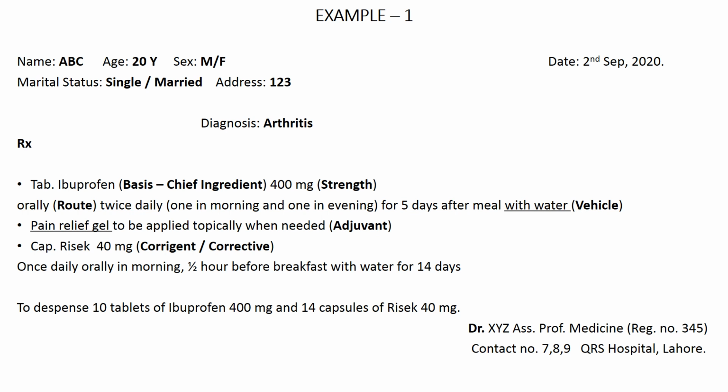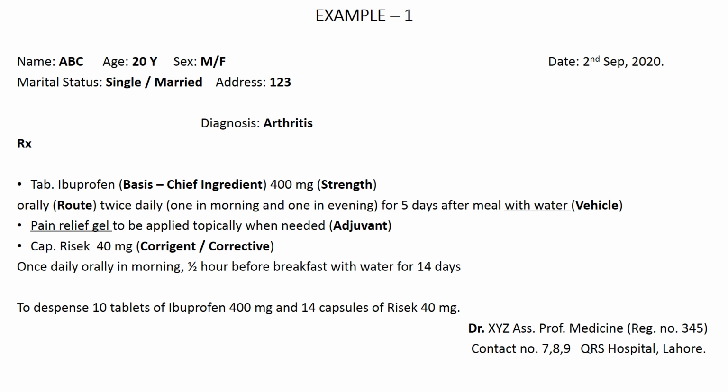A fictitious example is given here. As you can see, the name, age, sex, marital status, and address of the patient is given along with the date. After that, the diagnosis is written, for example in this case, arthritis. First of all, you will write Rx, which means you should take the drugs given below, and it is known as superscription.